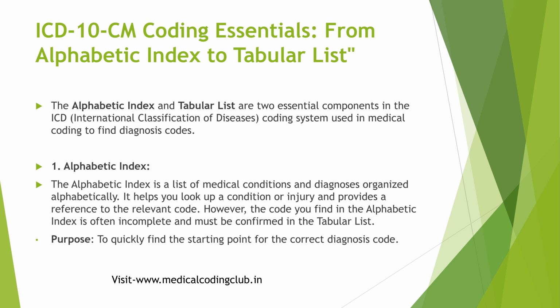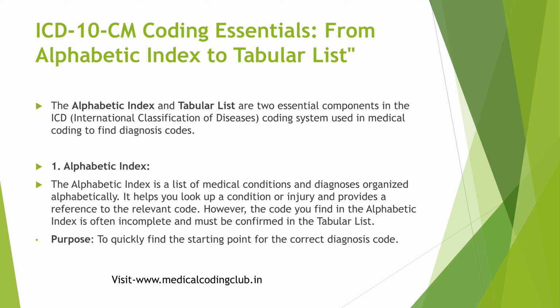The alphabetic index is a list of medical conditions and diagnoses organized alphabetically. It is nothing but all the medical terms we have, listed alphabetically. So you can find the condition by name alphabetically, like if it is abscess you will go to the A terms. If it is inflammation you will go to the I terms, and the same from A to Z, we have all the medical terms listed in the alphabetic index.